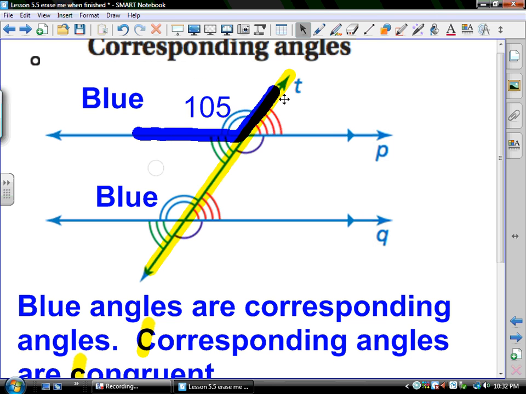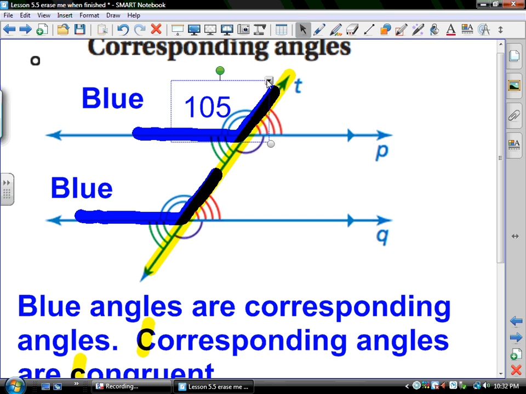By definition, guys, a transversal makes corresponding angles that are what? C-O-N-G-R-U-E-N-T. What's that spell? Congruent. Nice job. Minus 10 bears. It makes congruent or corresponding angles. So right here, my other blue angle has to be 105. They're congruent, equal, or corresponding angles. Bada bing, bada boom.